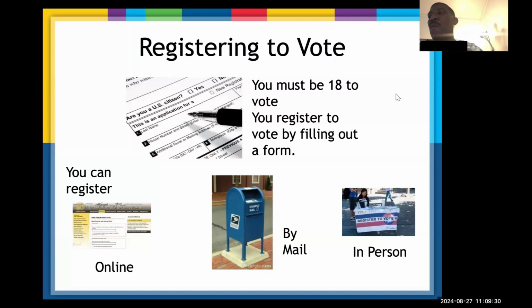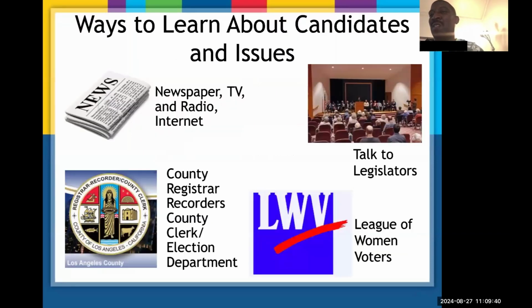So we talked about why it's important to vote. Now let's talk about how to vote. There are several steps in voting. So the first step in voting is registering to vote. When you register to vote, you can go to the website of the California Secretary of State or your county's government voter registration. That's the way to do it.